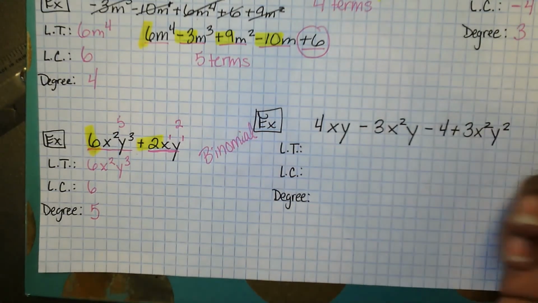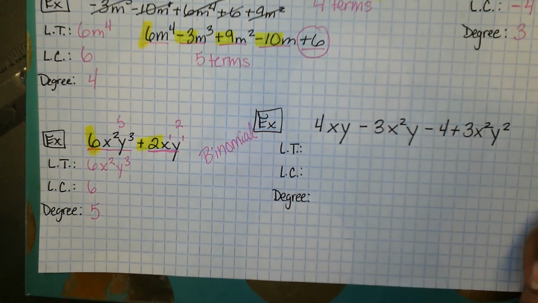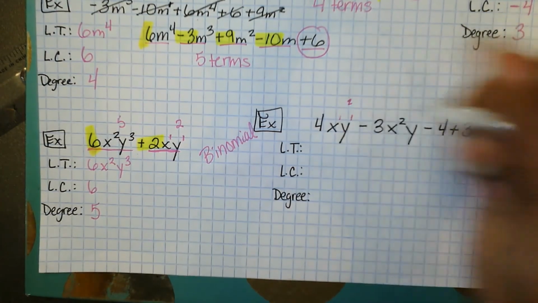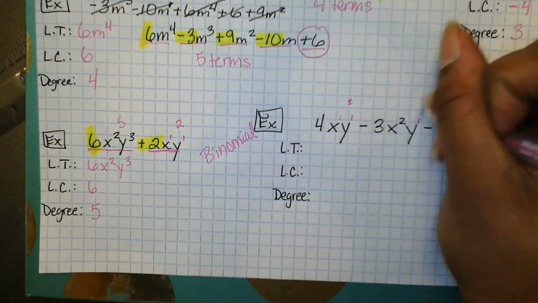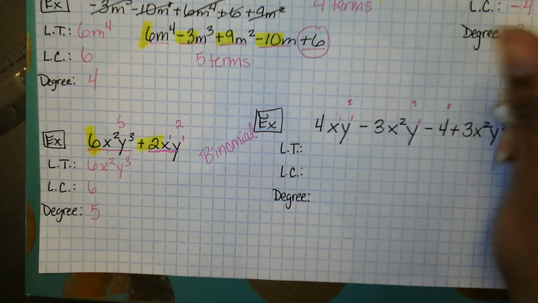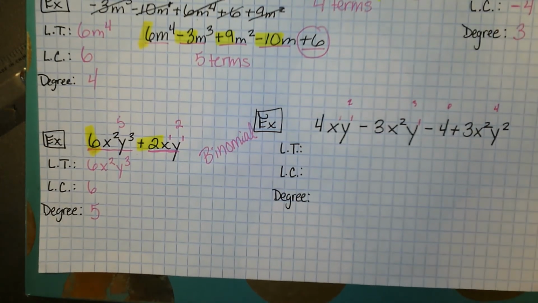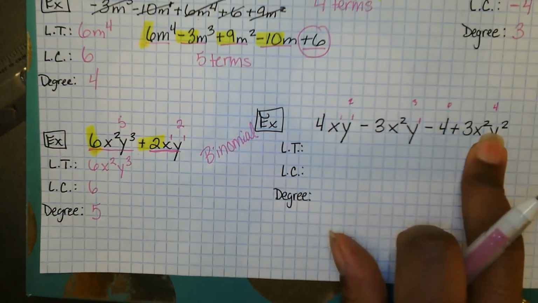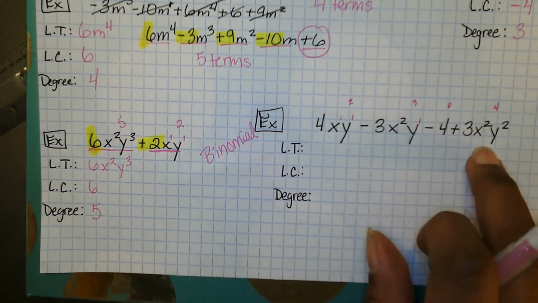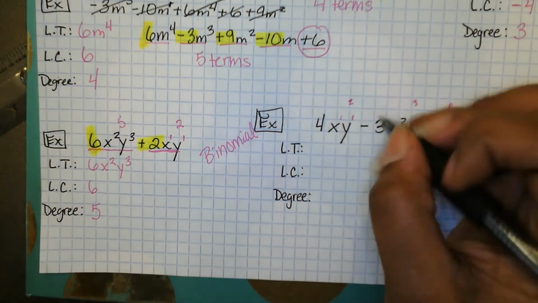And then for this problem, we're going to do the exact same thing. I'm just going to go ahead and rearrange it. But let me check the degree of each term. So this will be 2, this will be 3, this is a 0, and this is 4. So since this one gave me 4 when I added their exponents, this should be my leading term. So I'm going to rewrite it.